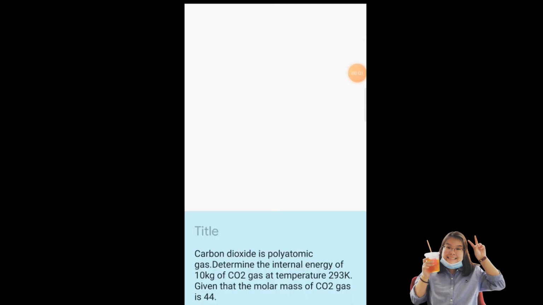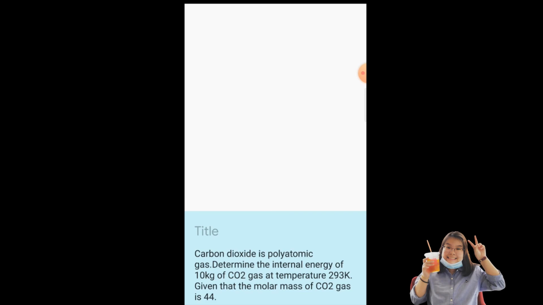Okay, now we proceed to question 2. Carbon dioxide is a polyatomic gas, which means that carbon dioxide has more than 2 atoms. Determine the internal energy of 10 kg of carbon dioxide gas at temperature 293 Kelvin, given that the molar mass of carbon dioxide gas is 44.